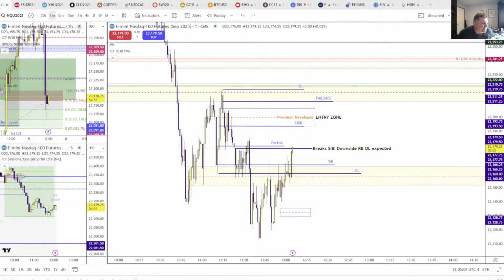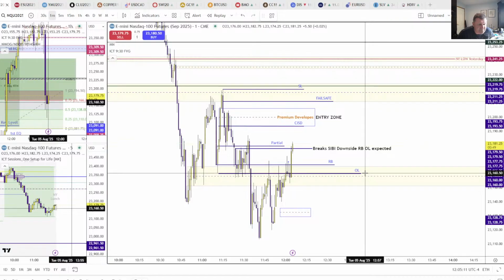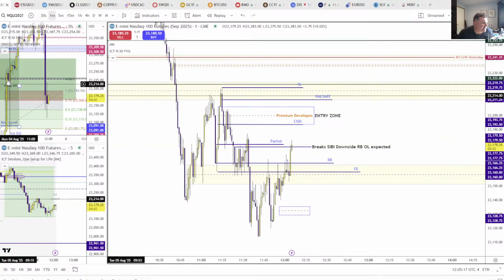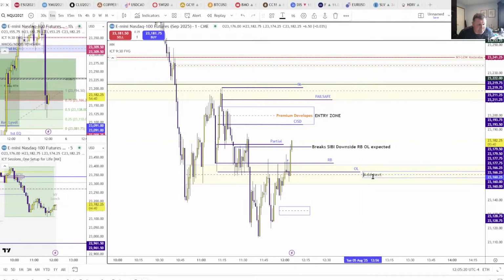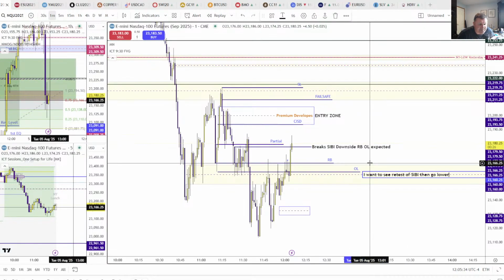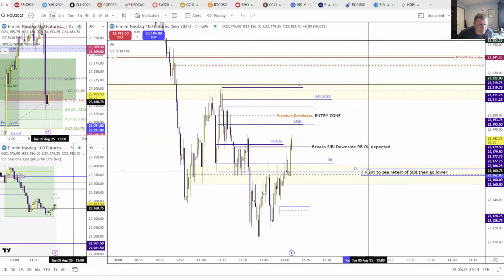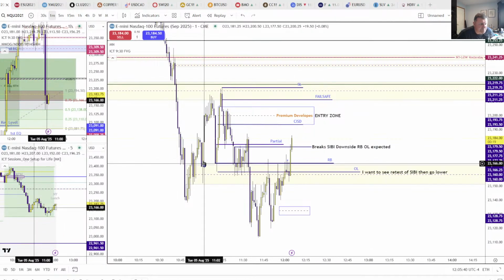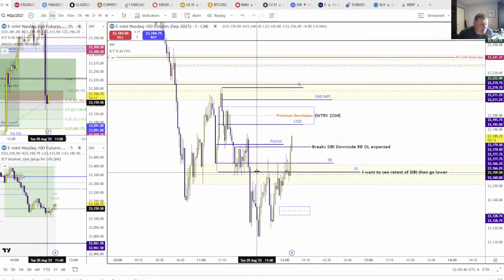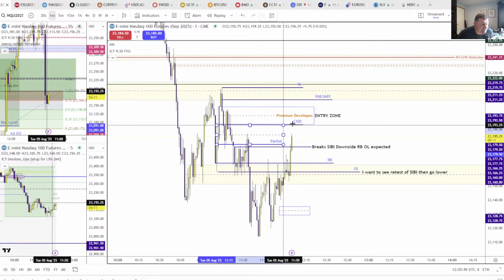And then here, you put text on here. And I'm not form fitting this. This is what I teach you guys every freaking morning. So I'm not just form fitting this. And you say, I want to see a retest of the SIBI, and then go lower. And then you take your little SIBI here, make sure it's marked out nicely. There's your SIBI.